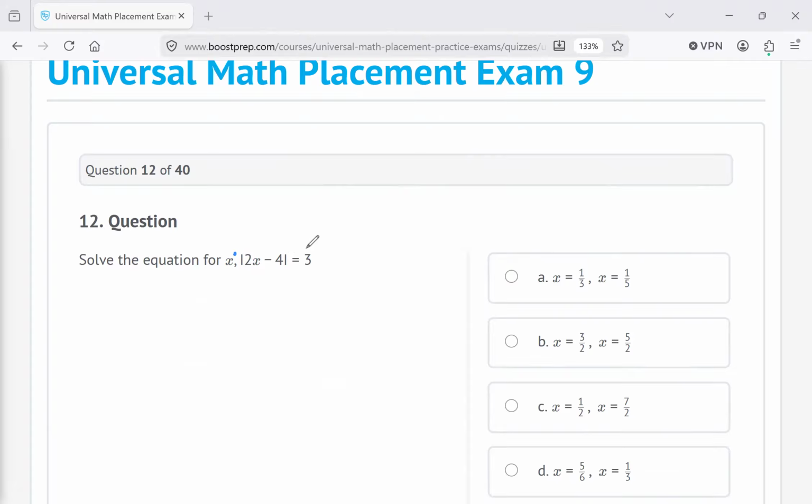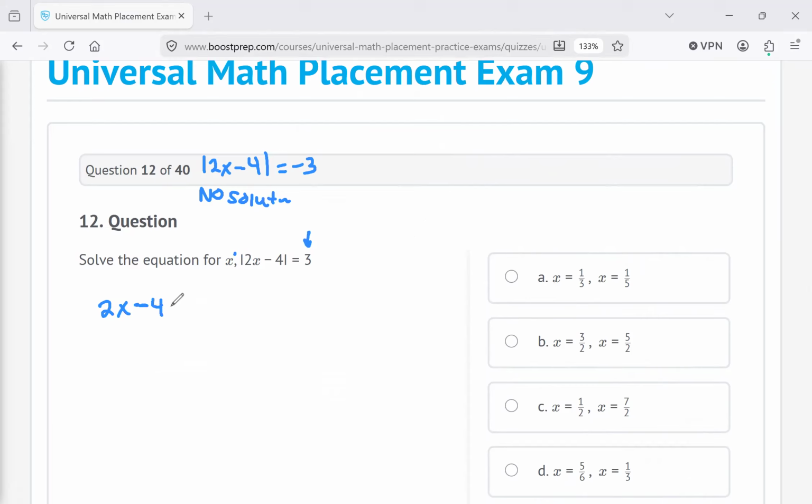The next thing I would do is make sure this number is positive. If it was absolute value of 2x minus 4 equals negative 3, that's false, and you would say no solution. So the first step is make sure there's nothing near the absolute value. Then make sure this number is positive. If it wasn't positive, it would be no solution. So now you'll write out your two equations.